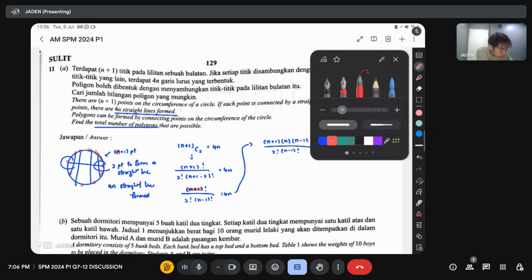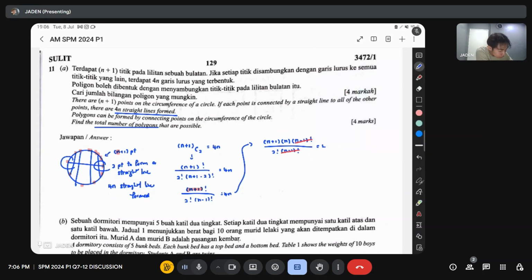You notice that the (n minus 1) factorial can be cancelled. And remember, this is equal to 4n. So I want you to bring the 2 factorial to the back. That means this is 4n times 2 factorial. Your left-hand side, expand it, you get n squared plus n. This one, 4n times 2 factorial, you get 8n. Move the 8n to the left. n squared plus n minus 8n equal to 0.